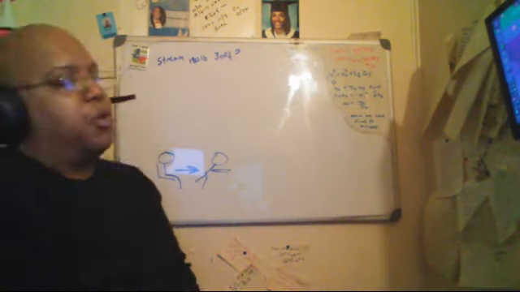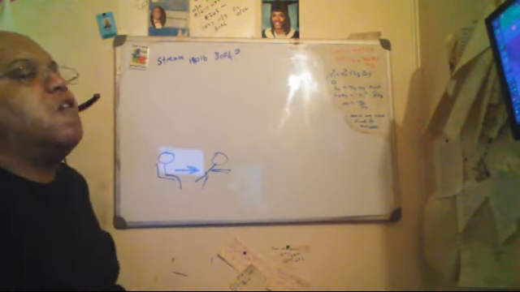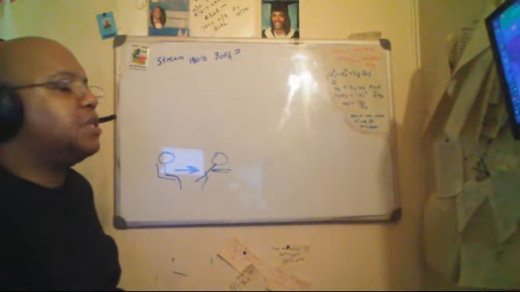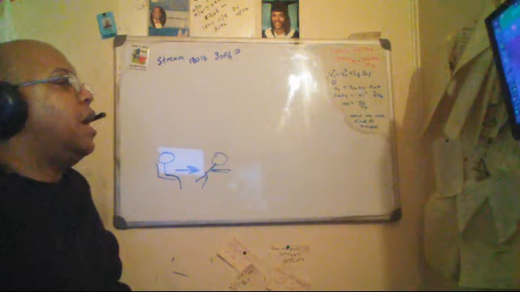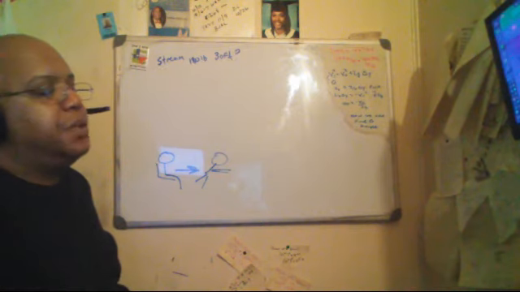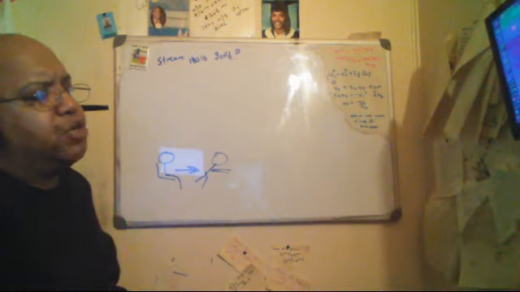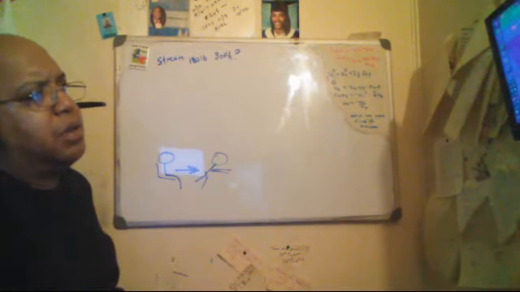Newton's second law of motion is expressed in a formula: force equals mass times acceleration. Force is in newtons, mass is in kilograms, and acceleration is in meters per second squared. All right.